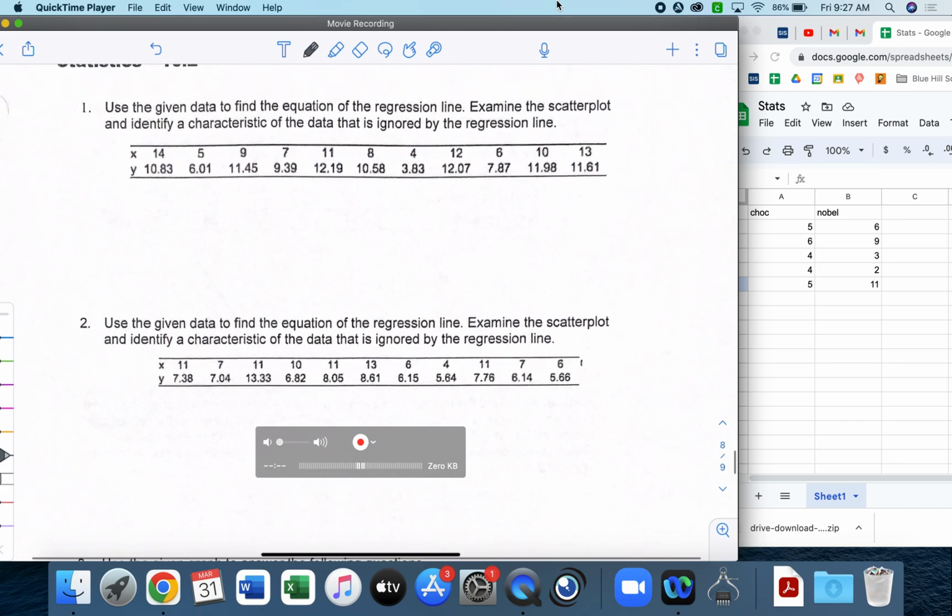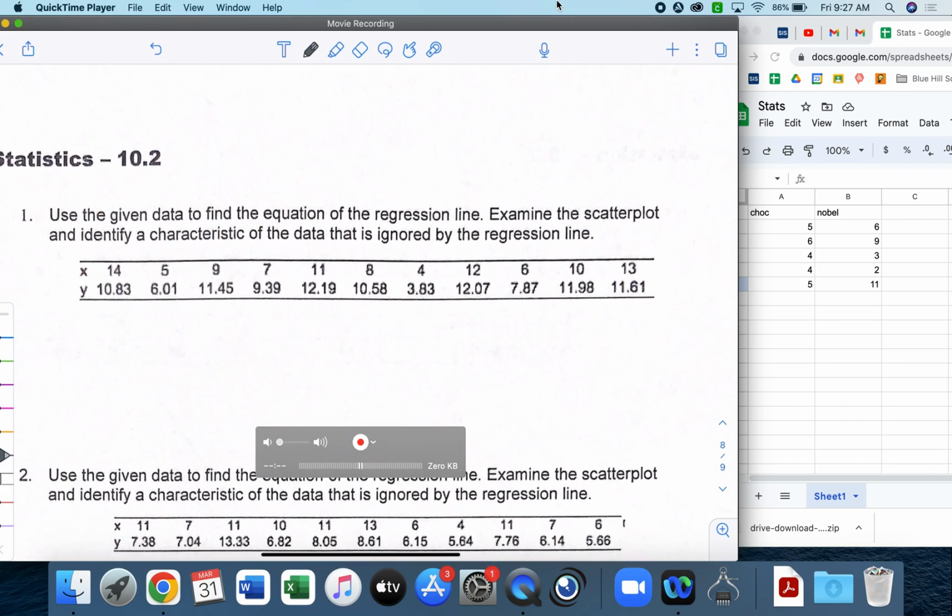So, number 1 up here, they don't even tell me what this data is for. They just say X and Y, and it says use the given data to find the equation of the regression line. So we're trying to find Y equals whatever X, and then plus or minus whatever, right? That's what we're trying to find. Examine the scatter plot and identify a characteristic of the data that is ignored by the regression line, okay? Which means that if they just give you the regression line and don't have you look at the scatter plot, like what's actually happening with the scatter plot that you wouldn't know if you didn't look at it, okay? So that's what we're going to do.